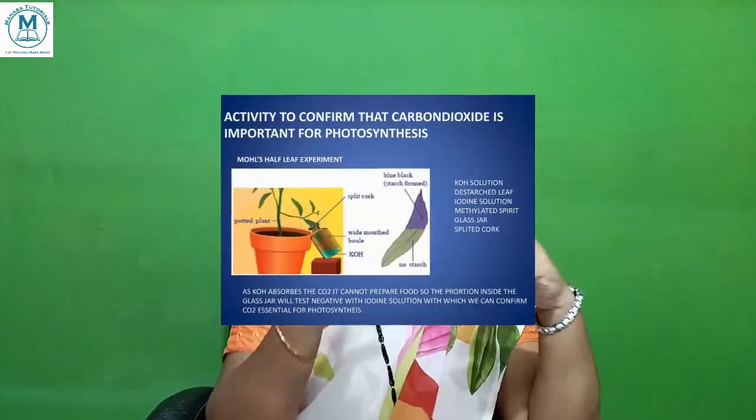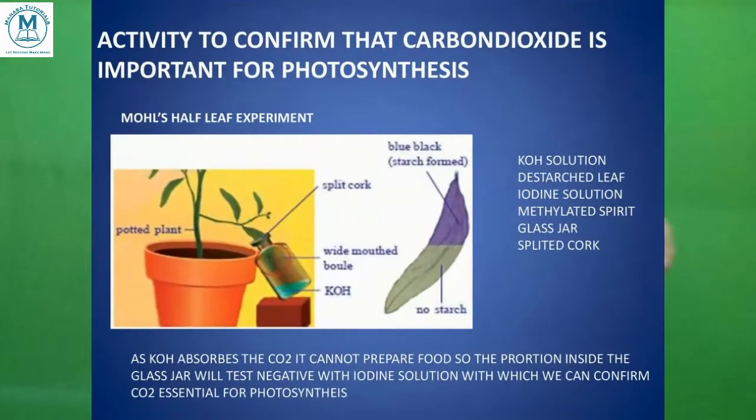Understood? So we take a destarched plant and one leaf of that plant. We keep that leaf in a glass beaker and close the lid. Before introducing the leaf into the glass beaker, we need to take KOH pellets or powder in the beaker. KOH means potassium hydroxide. As shown in the figure, we introduce the leaf and put the split cork into that bottle.